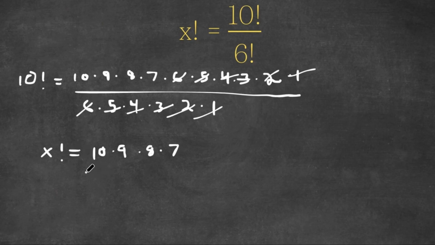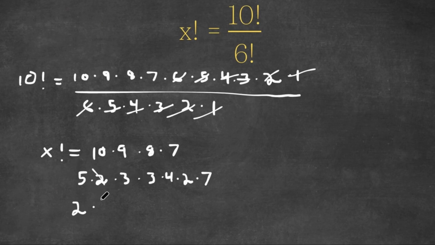Now 10 is equal to 5 times 2. 9 is equal to 3 times 3. 8 is equal to 4 times 2. And 7 is just 7. We can't simplify that anymore. Now, we want to find all the numbers from 2 going up. So we already have 2, right? So we could cancel that out.